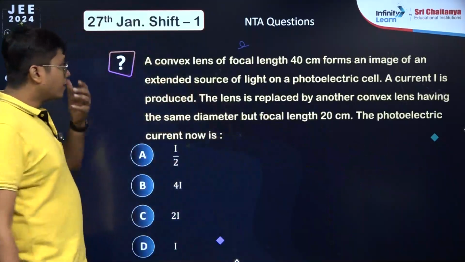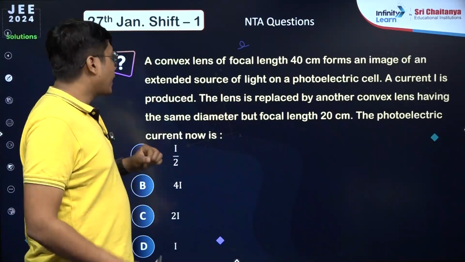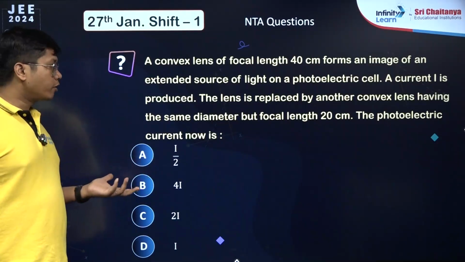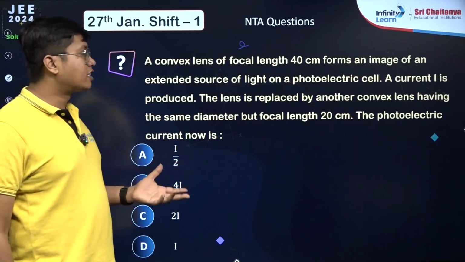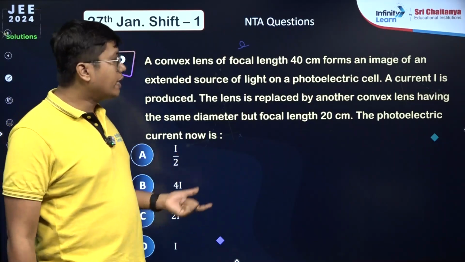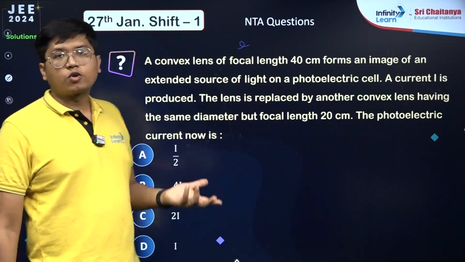Next one says a convex lens, focal length 40 centimeter, forms an image of an extended source of light on a photoelectric cell. A current I is produced. The lens is replaced by another convex lens having the same diameter but a focal length of 20 centimeter. The photoelectric current now is going to be what?